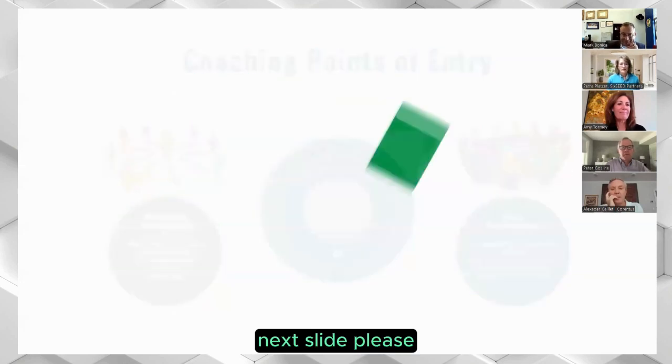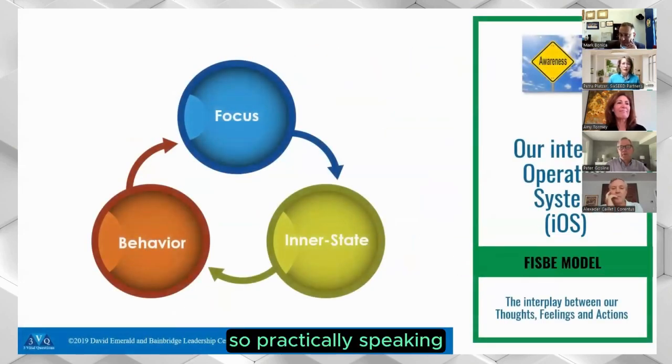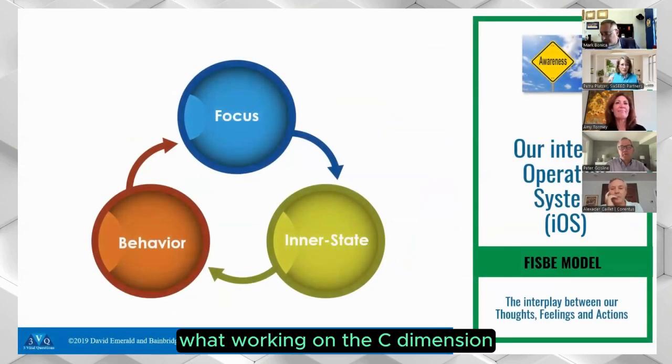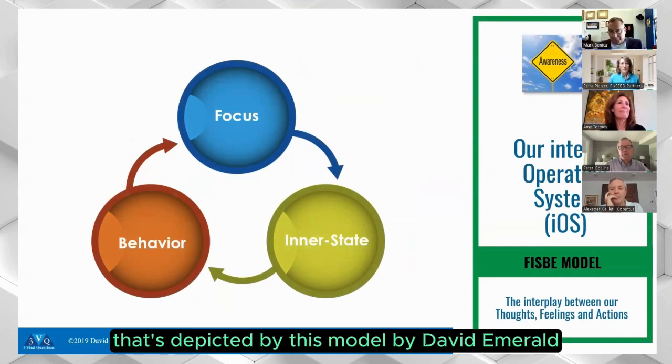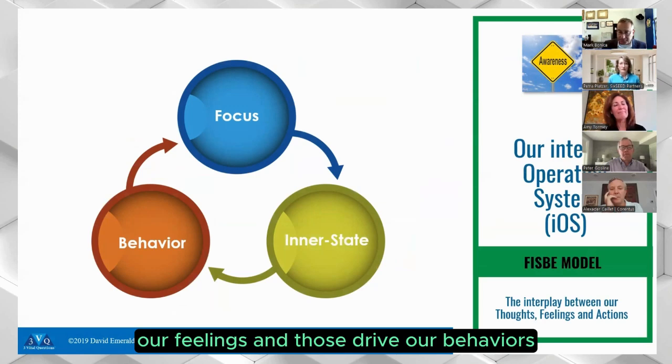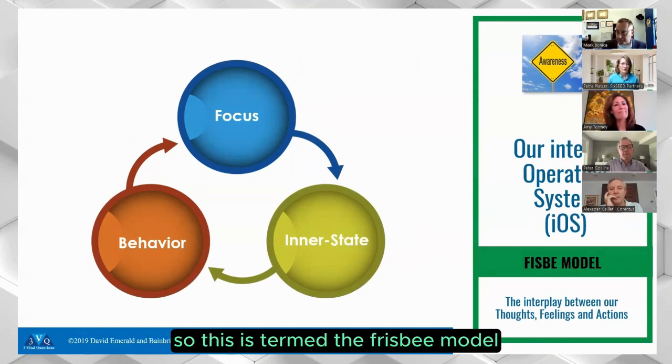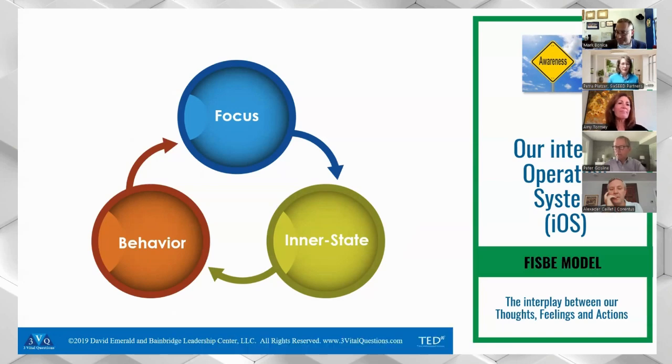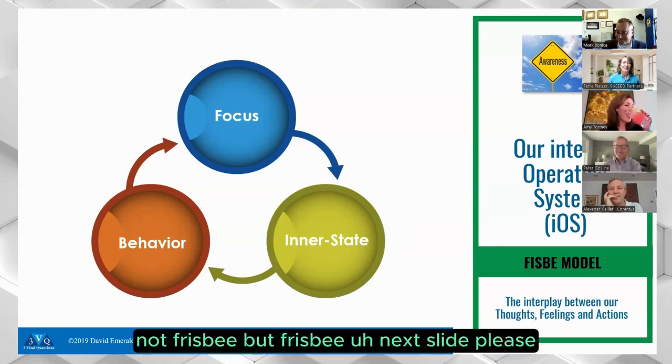Next slide, please. So practically speaking, what working on the C dimension means is that we're looking at our internal operating system. And that's depicted by this model by David Emerald. And it says that where we put our focus, our attention, evokes our inner state, our feelings. And those drive our behaviors and our actions, which lead to our results. So this is termed the FISB model. Not Frisbee, but FISB. Next slide, please.